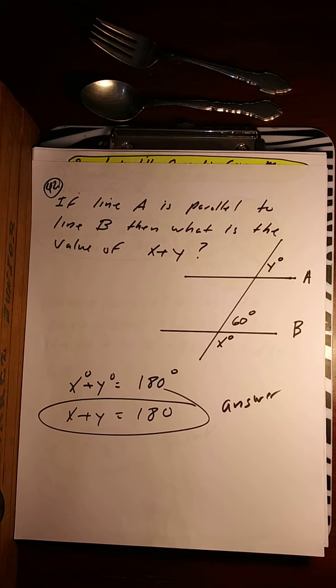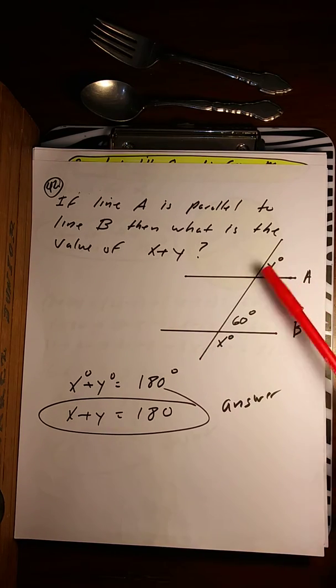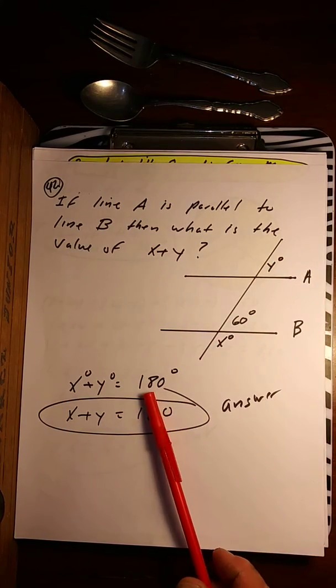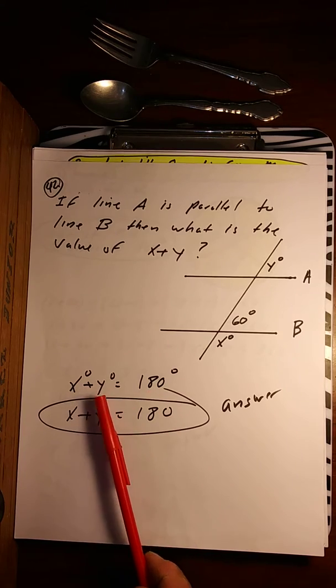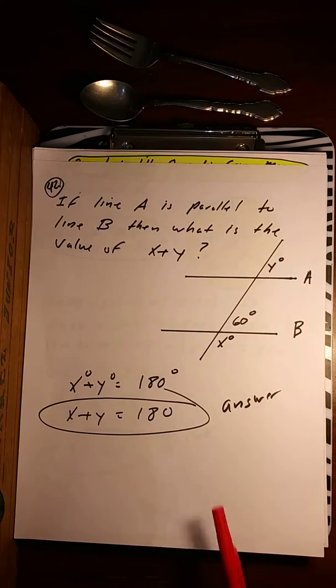If line A is parallel to line B, these are parallel, then what is the value of x plus y? So there's a line cutting it. Parallel lines means that this angle and this angle together, this right here and this right here, are always going to be 180. So I know that x degrees and y degrees is going to be 180, or x plus y is 180. The answer.